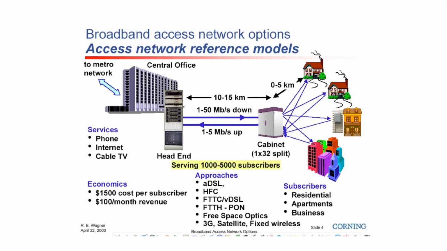These are the different approaches: ADSL, HFC, FTTC, free space options, 3G, satellite, fixed wireless, as we have already seen in unit 1. And subscribers are residential, apartment and businesses. As shown here, these are the residential, apartment and business houses in which the signal is reaching.